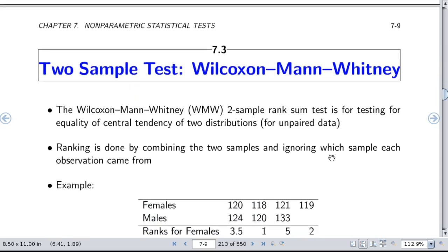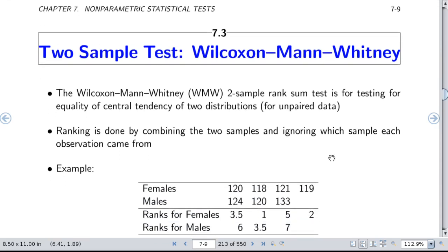Now we move into the two-sample test, which is the Wilcoxon-Mann-Whitney two-sample rank sum test. It's for testing the equality of central tendency between two distributions, but that's not really the best way to say it, so we're going to get into some details later. When you're ranking the data to do this nonparametric test, we combine the two samples and rank overall as if the sample distinctions of group A and group B didn't matter. And now we're going to separate those ranks back out by group.